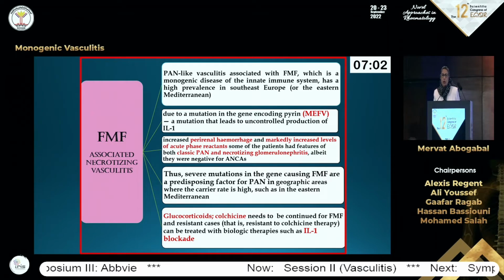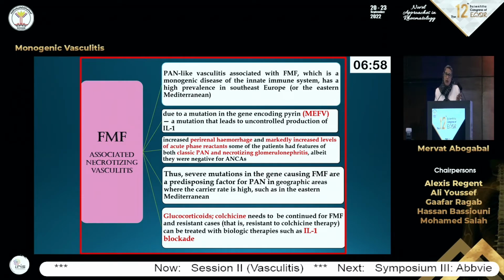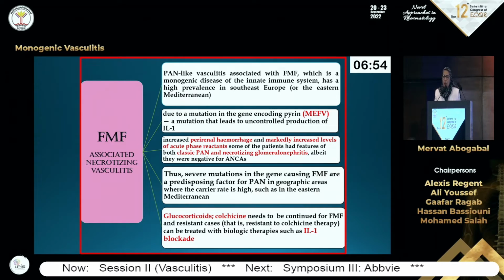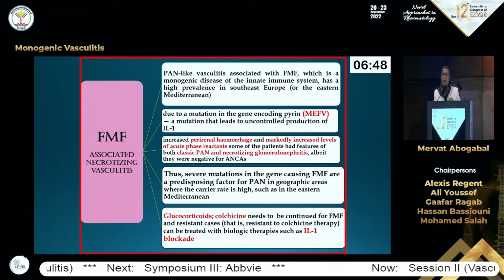production of interleukin-1, which in addition to serositis and periodic fever, results in necrotizing vasculitis resembling polyarteritis nodosa, but with a higher prevalence of perirenal hemorrhage and very high acute phase reactants. The recommended treatment for this form of monogenic vasculitis is glucocorticoids, and if there is familial Mediterranean fever, colchicine should be continued, and in resistant cases, an interleukin-1 inhibitor.